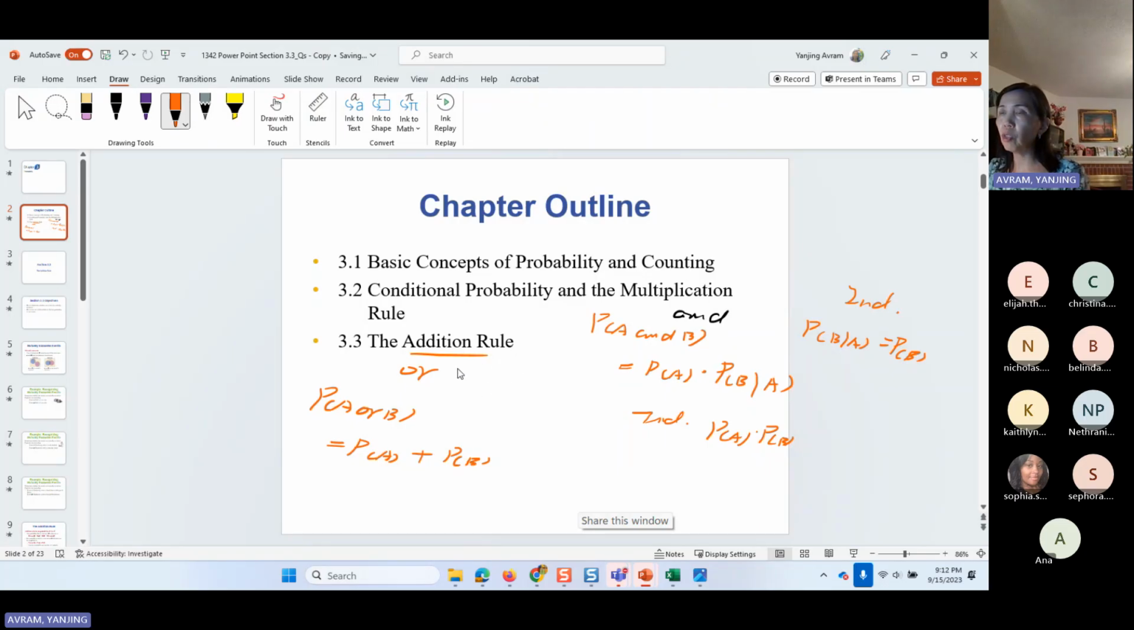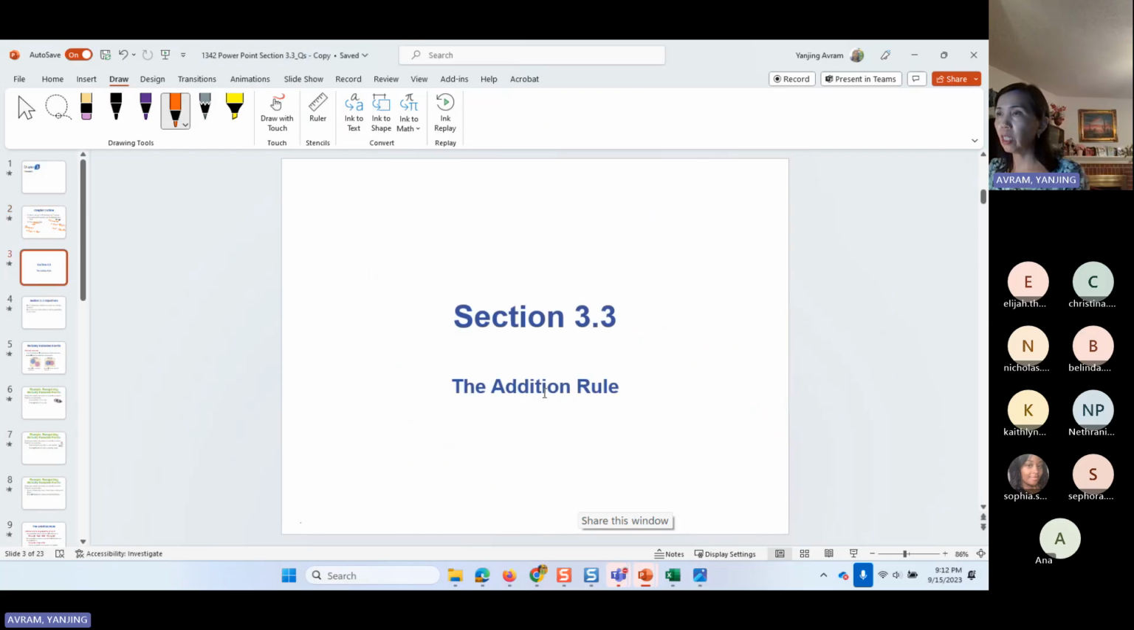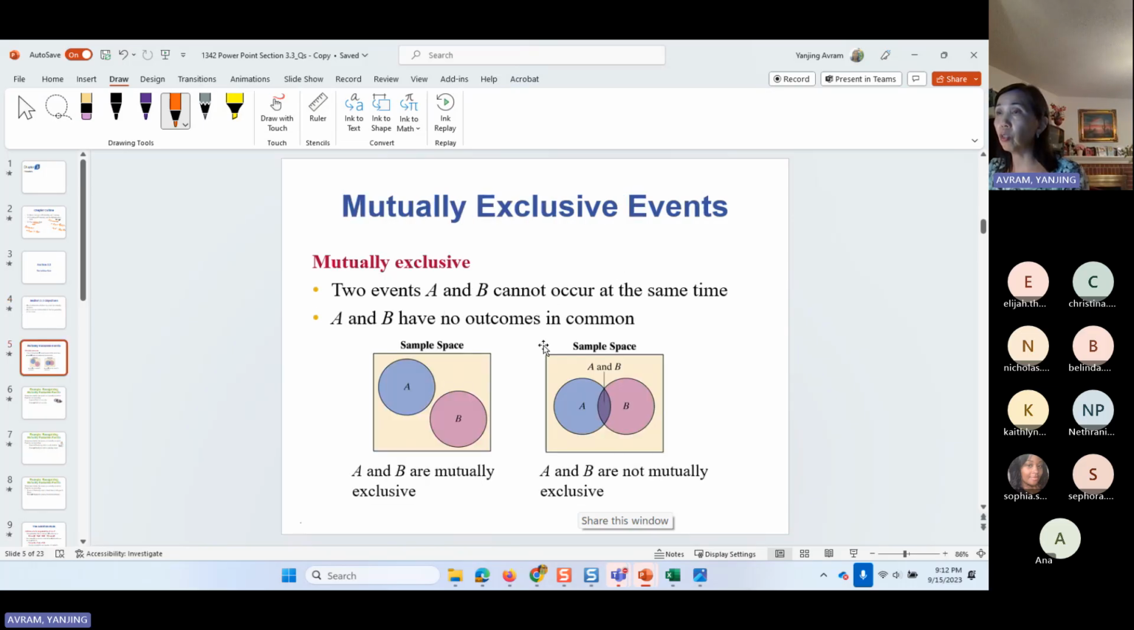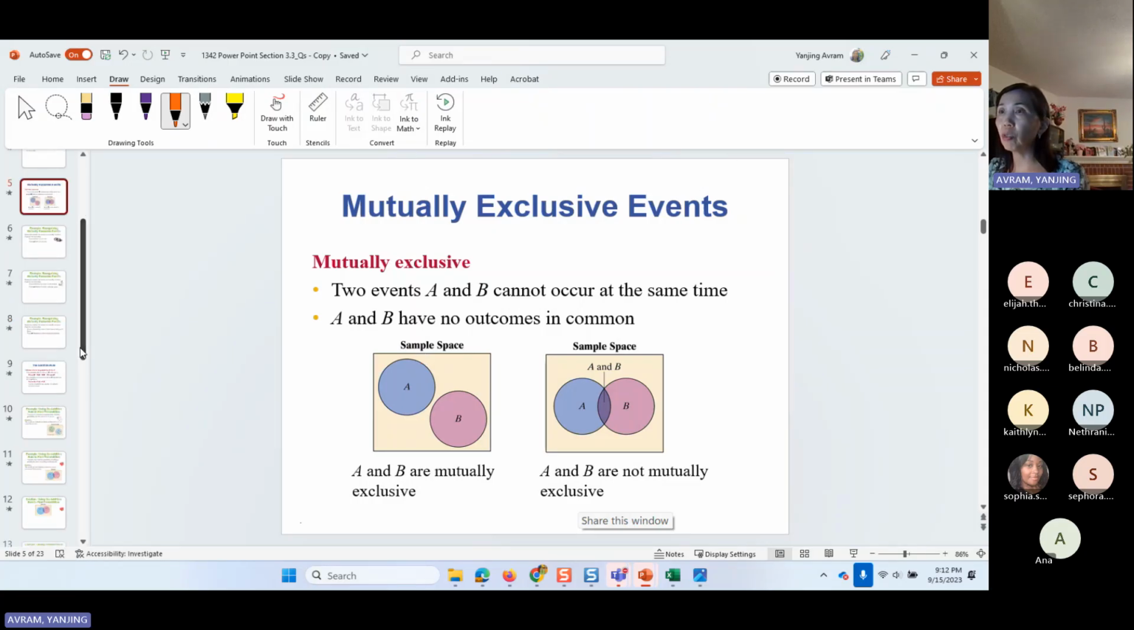So is it mutually exclusive or not? We're going to talk about it in a second. We're going to have to determine whether two events are mutually exclusive or not, and we need to be able to find a probability for those kinds of situations. So what is mutually exclusive and not mutually exclusive?